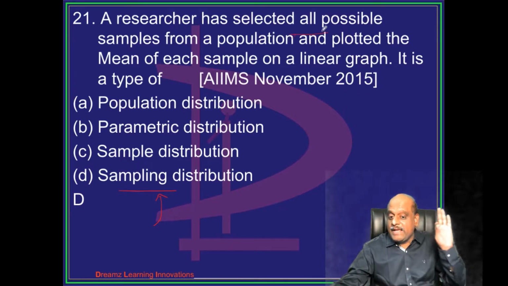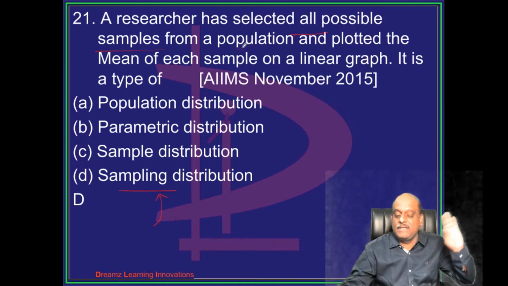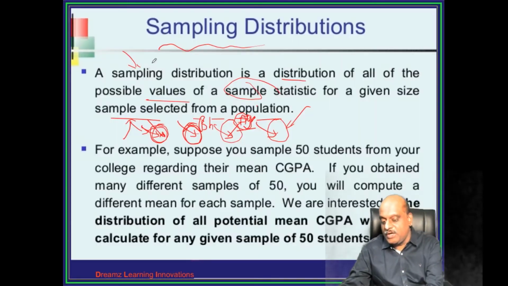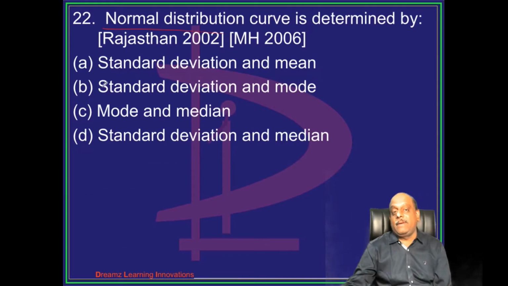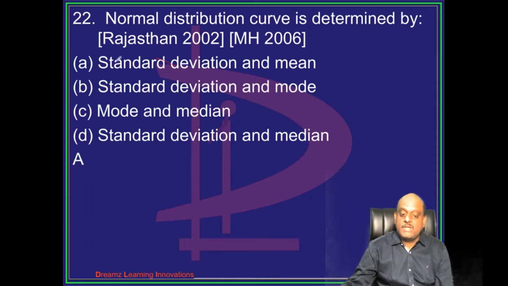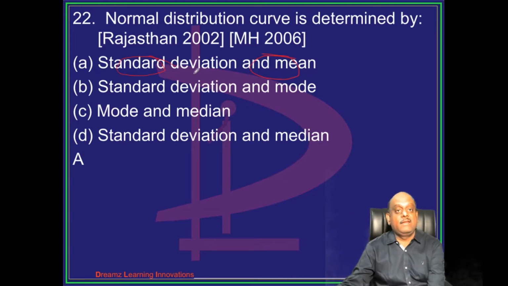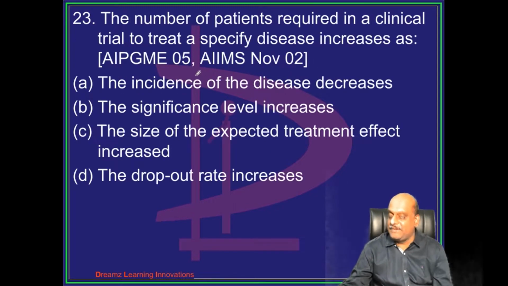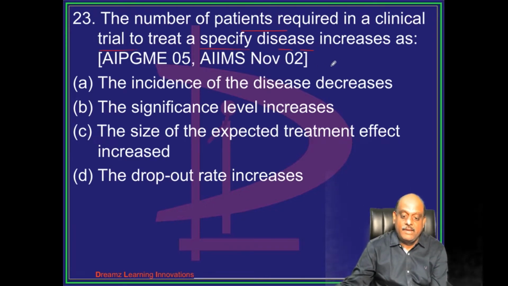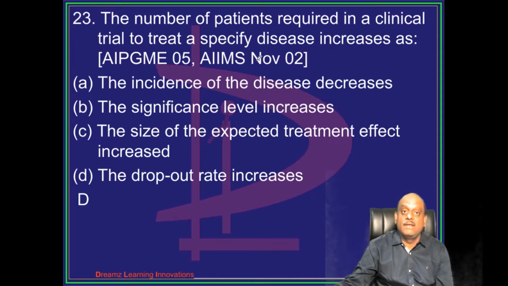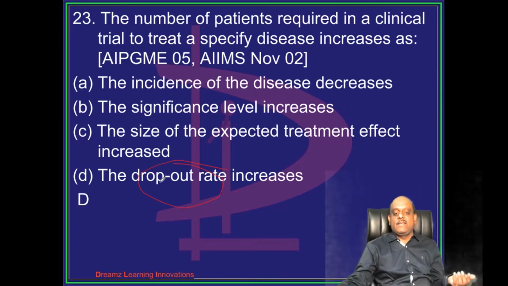Now, a researcher has selected all possible samples from a population and plotted the mean. That's what is called sampling distribution. Very good. Now, normal distribution curve is determined by the standard deviation and the mean. Standard deviation and the mean. Even skewness is decided by that. The number of patients required in a clinical trial to treat a specified disease increases as the dropout rate increases. Obviously, no.